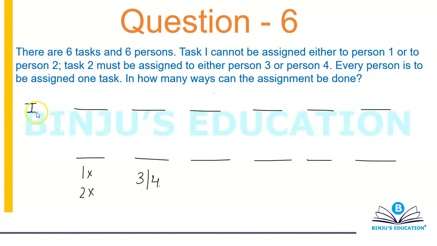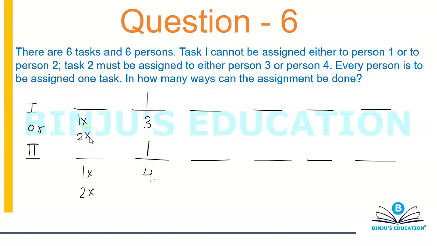So either it's going to be the first case or it's going to be the second case. Or basically stands for addition. Now why have I taken two cases? Because in case of task 2 it says that it must be assigned to either person 3 or person 4. So let's take both the cases separately, it will be easier for us to solve the question. So in this case I'll be having 3 and in this case I'll be having 4 here. That means one possibility here, also one possibility. One cannot come here and two cannot come here.